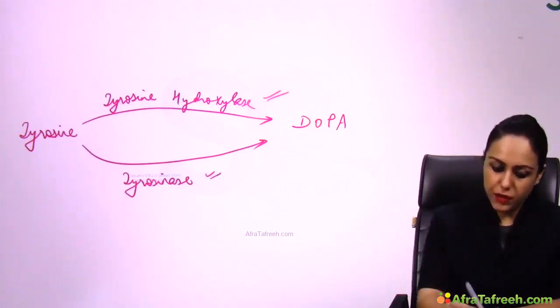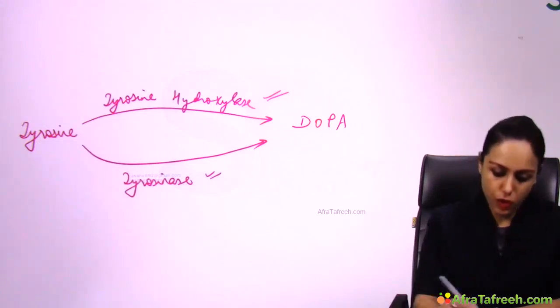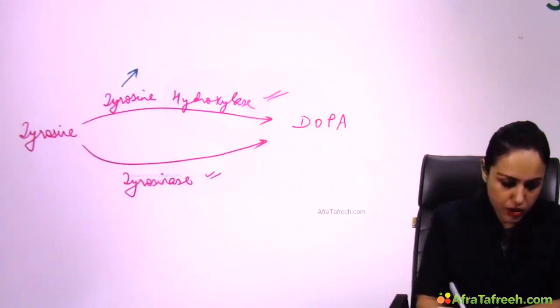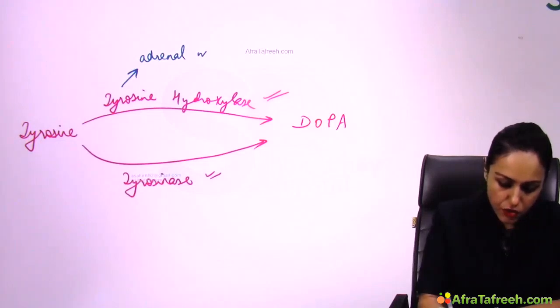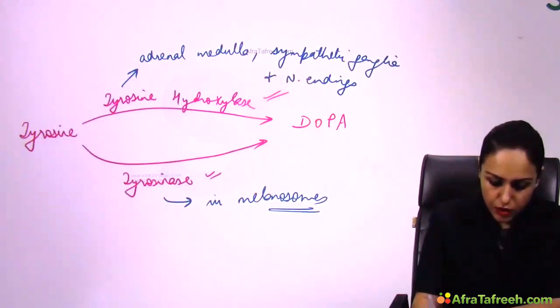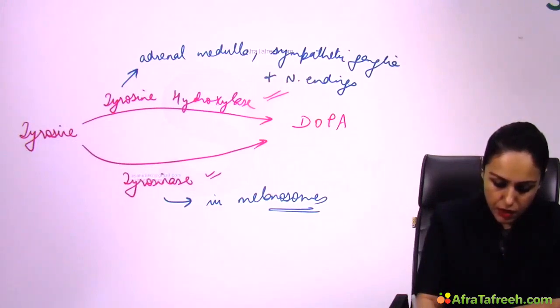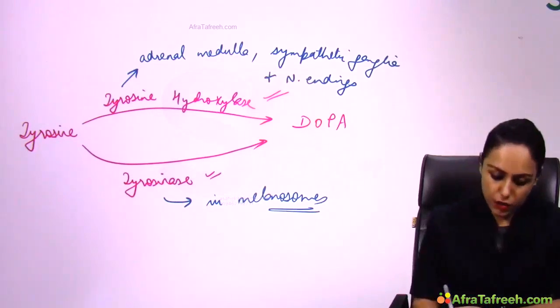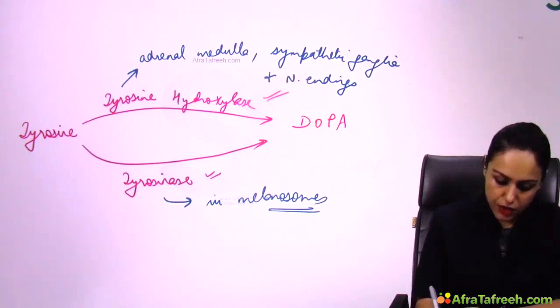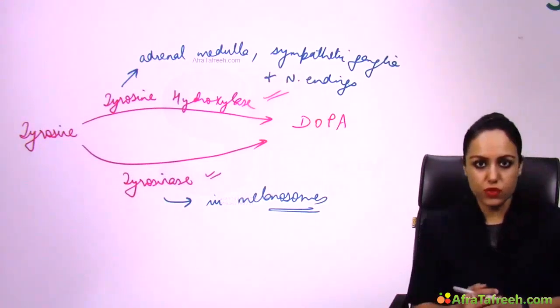So these two enzymes are synthesized in different cells of the body. The tyrosine hydroxylase enzyme is present in the adrenal medulla, sympathetic ganglia, and nerve endings. And on the other side, the tyrosinase enzyme is present in melanocytes, or in melanosomes, right?